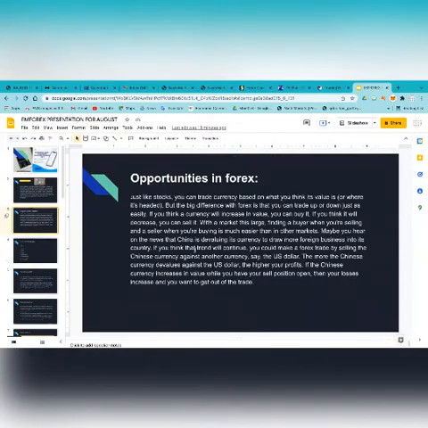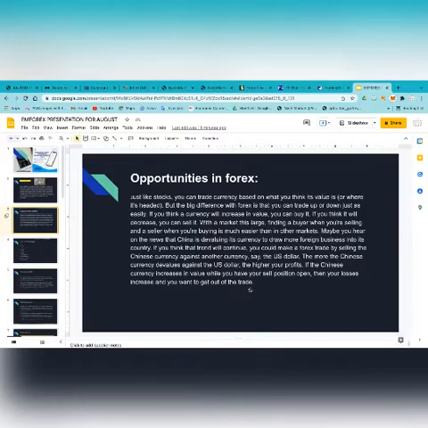There are opportunities in the forex market just like the stock. You can trade currency based on what you think its value is or where it's headed. But the big difference with forex is that you can trade up or down. Just like crypto, for instance Bitcoin. When you are trading Bitcoin on the spot market, you actually buy, and hold for a longer time.